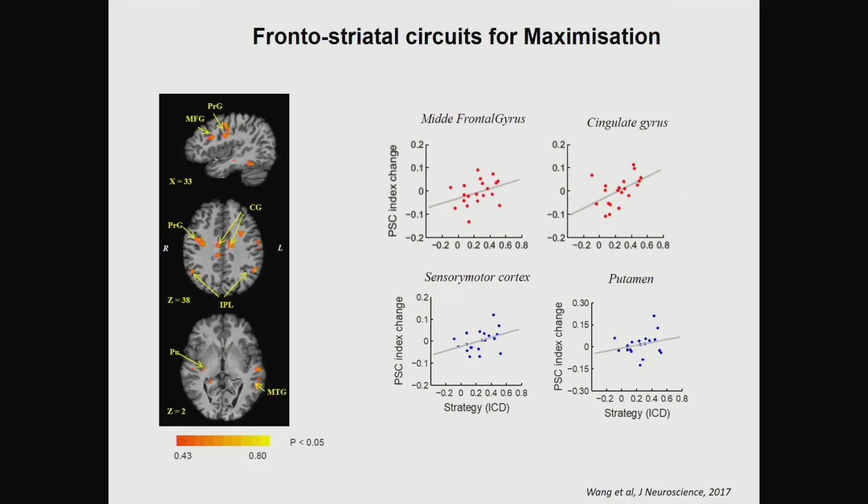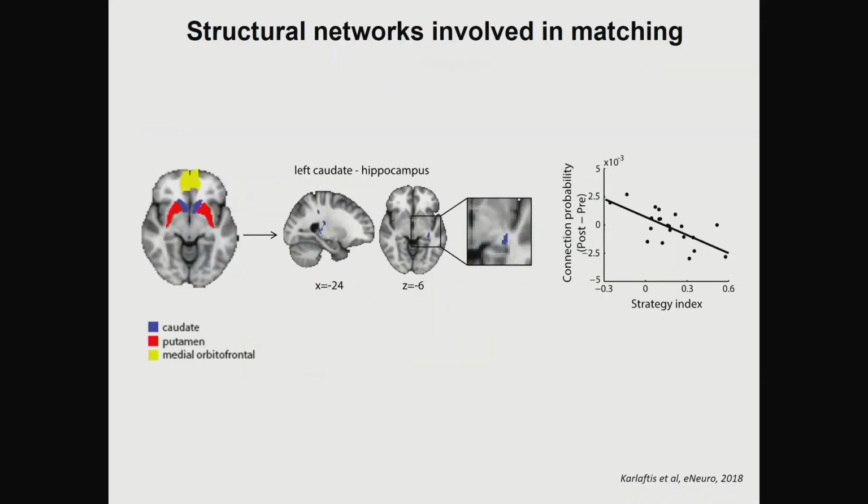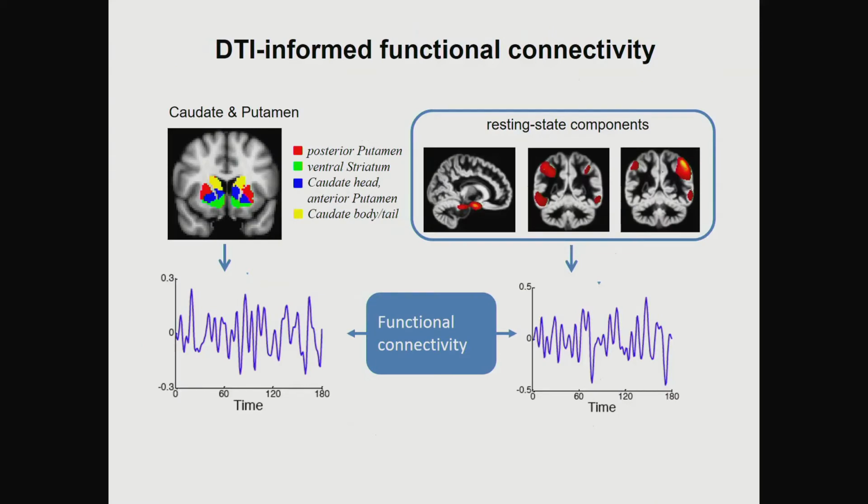So if we look at structural connectivity with DTI and we look at changes that are happening in structural connectivity, we see that a matching strategy, again, relates to changes in visual cortical striatal circuits, including the hippocampus. We see that a maximizing strategy involves frontostriatal circuits. The same thing we see through functional connectivity.